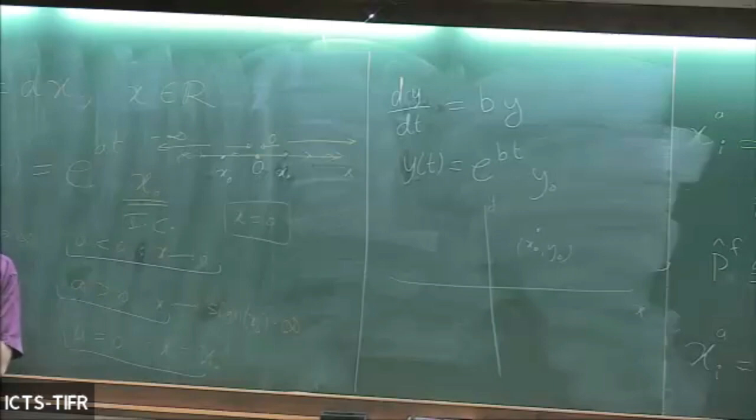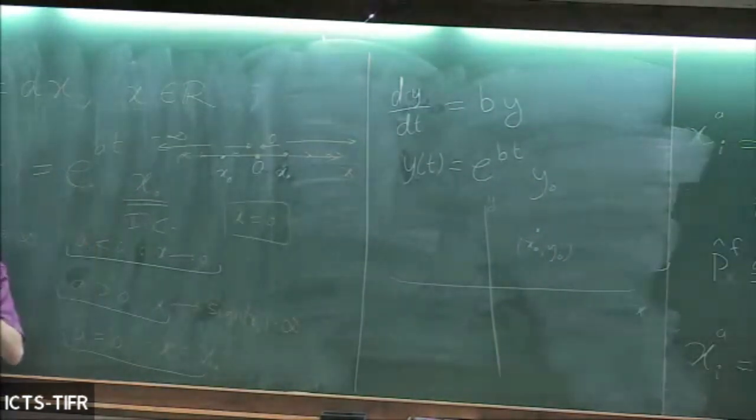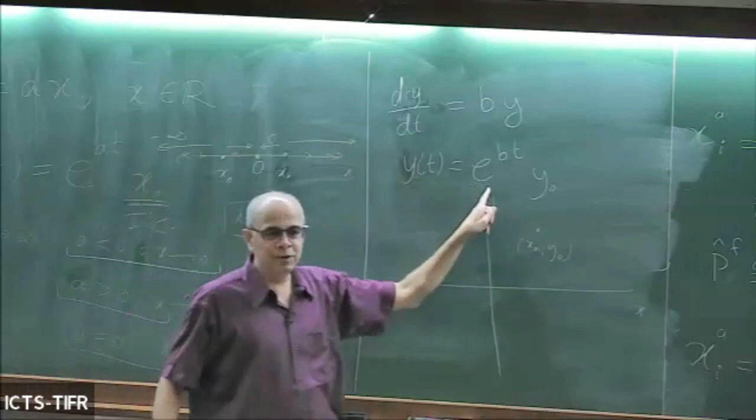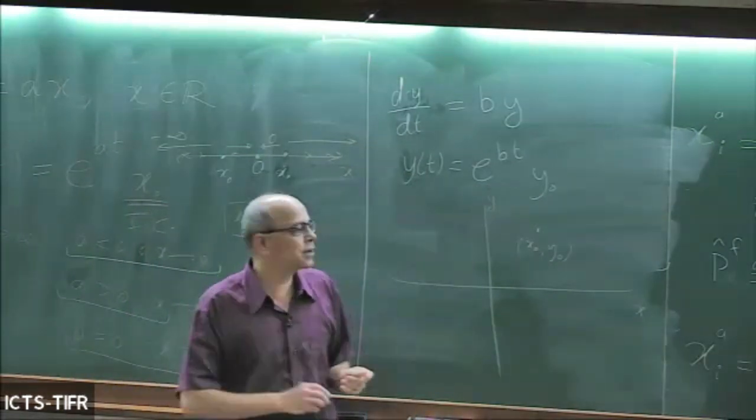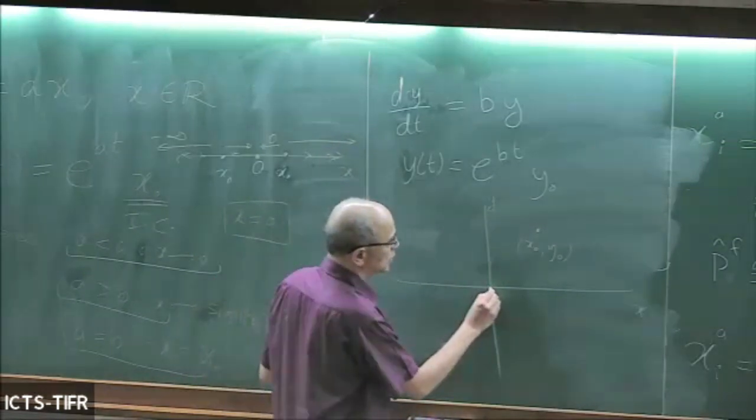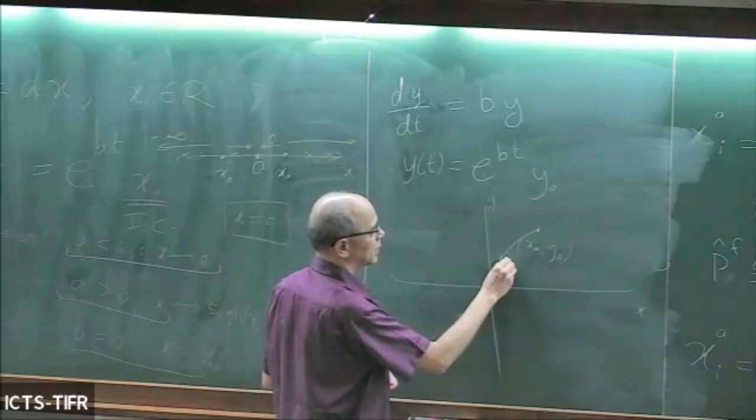So x will decrease in time, right? E to the power at, a is negative, x is decreasing in time. B is negative, this will decrease in time, both of them decrease in time. They may decrease at slightly different rates, so they will not necessarily approach 0 at the same rate, but they will approach 0, maybe something like this.